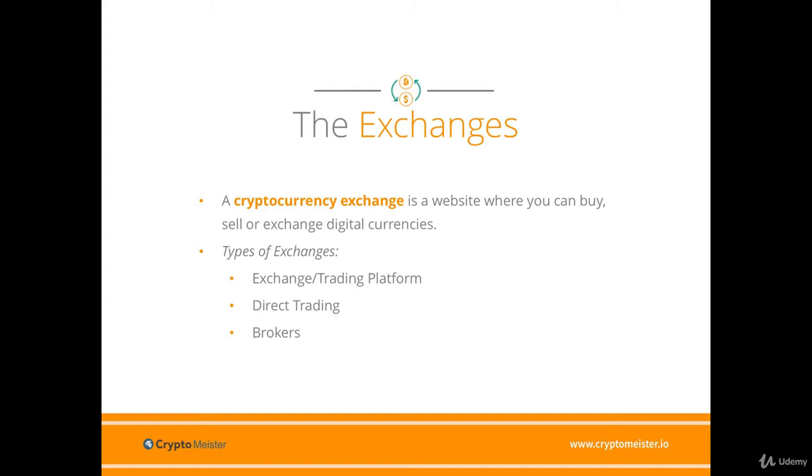Some exchanges allow you to convert your regular fiat money into cryptocurrency, eliminating the need to go elsewhere to buy your initial coins. Direct trading platforms allow someone to trade directly with another person. These platforms still charge a fee for each transaction, but the major difference here is that the sellers set their own exchange rate and don't use a fixed market price.